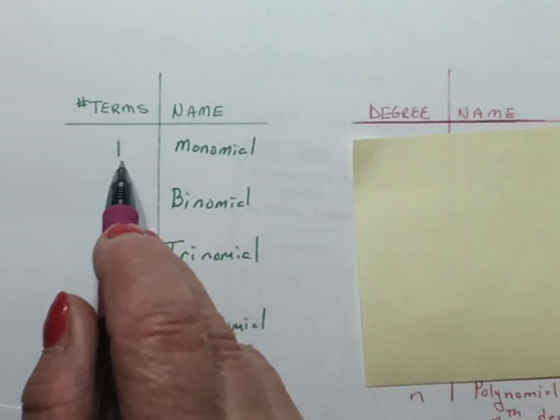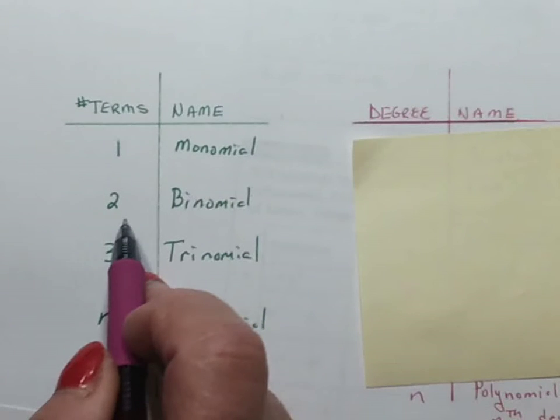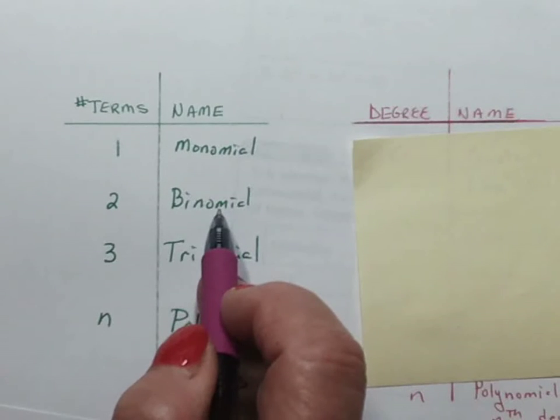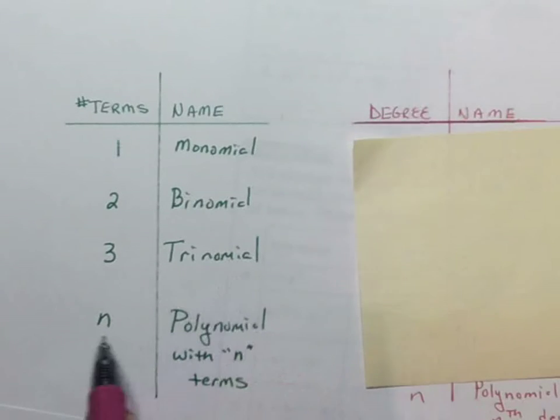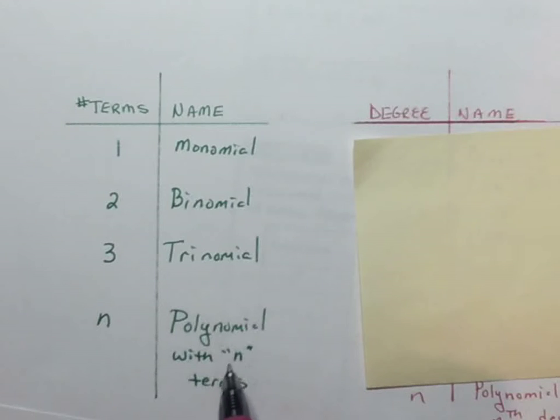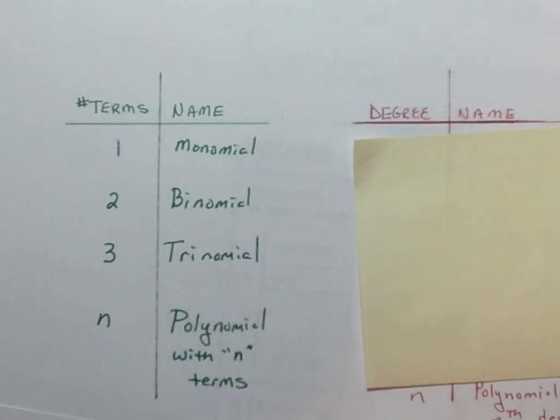If it's one term, it's called a monomial. If it's two terms, it's called a binomial. 3 terms is a trinomial. And anything after 3, you don't have to memorize the name. It's a polynomial with n terms. So if you have 7 terms, it's a polynomial with 7 terms. Okay? Monomial, binomial, trinomial, the number of terms.